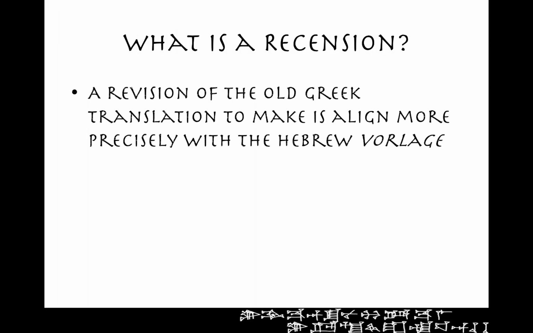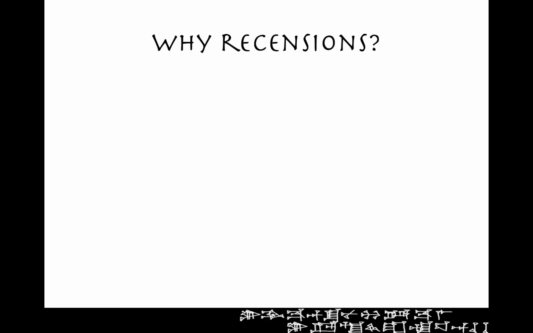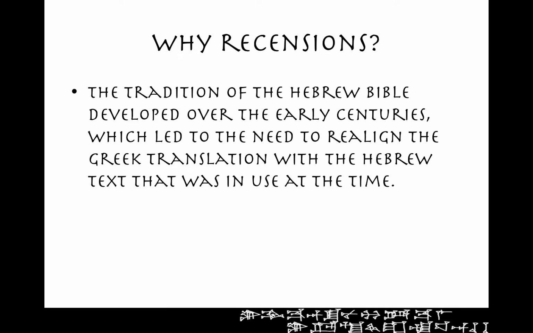So, what is a recension? Well, it's a revision of the Old Greek translation, the Old Greek Septuagint, to make it align more precisely with the Hebrew Vorlage. So the tradition of the Hebrew Bible developed over the early centuries, particularly the end of the first millennium BCE, and this led to the need to realign the Greek translation with the Hebrew text that was in use at the time.